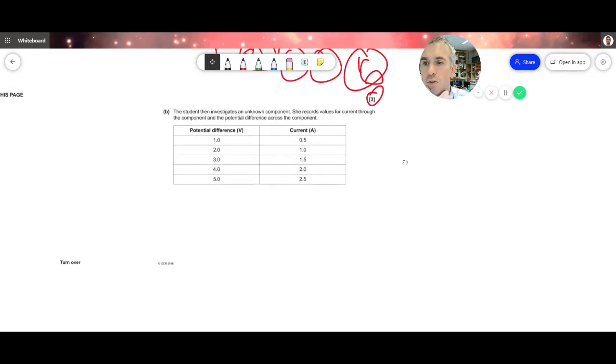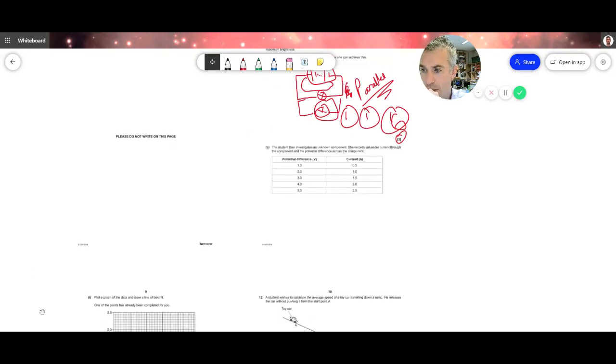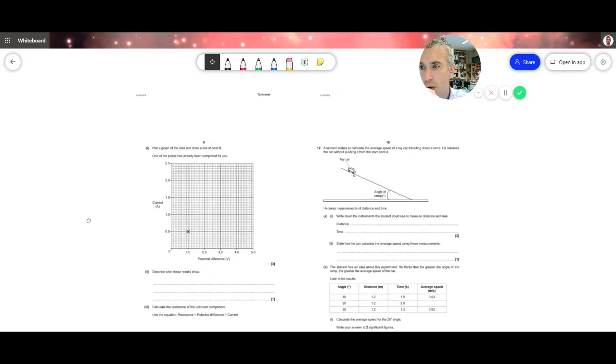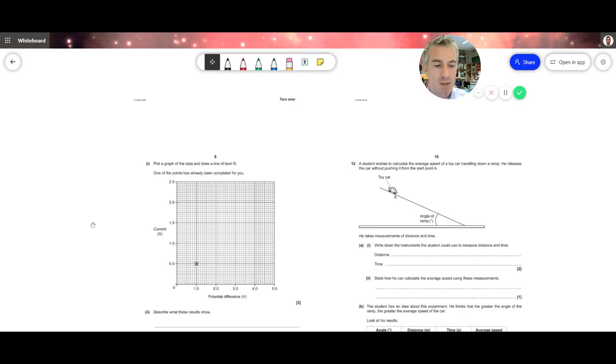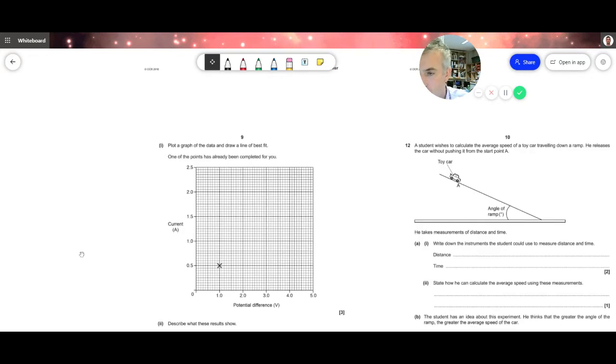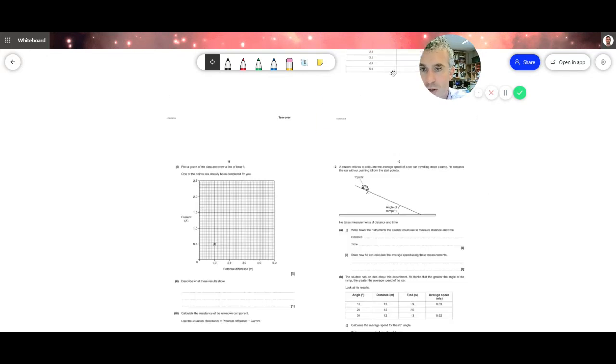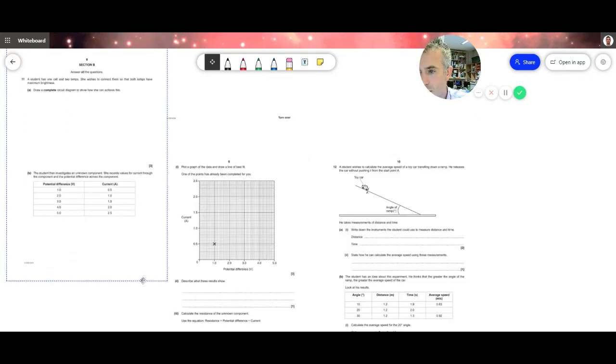Student then investigates the unknown component to record the value for current through the component and the potential difference across the resistance. Here we have, there we go. Let's move out. Plot a graph. Oh no, I didn't realise we had to plot a graph. I'm regretting this already. Let's find a way. Let's move this over here so I can see them together.